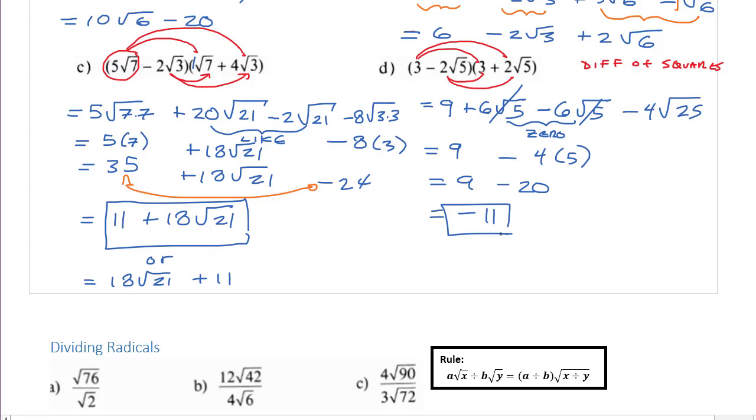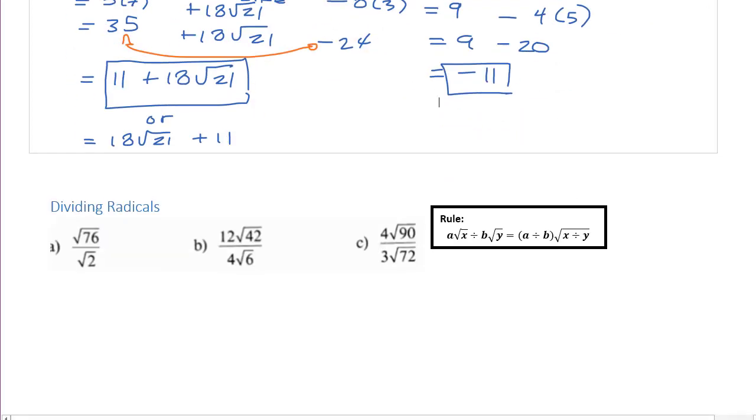So the same thing as the previous one, it's multiplying binomials, but this one's a difference of squares pattern where the terms will cancel out in the middle and you end up with a single term in the end. All right, let's go down the page and look at the final examples for this lesson. And that's going to be division.